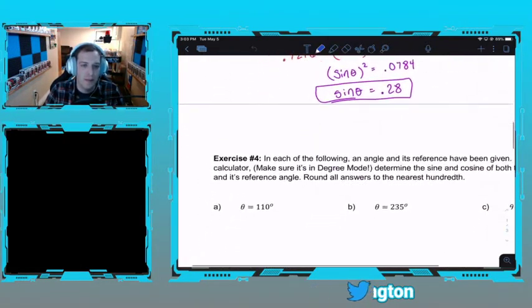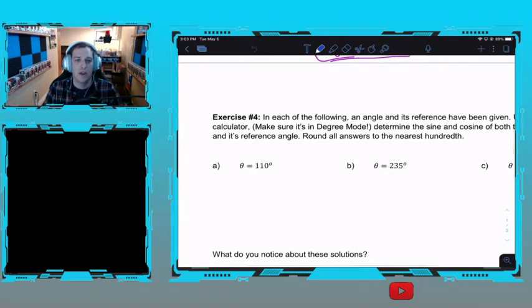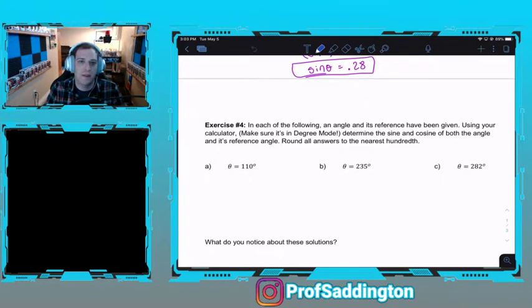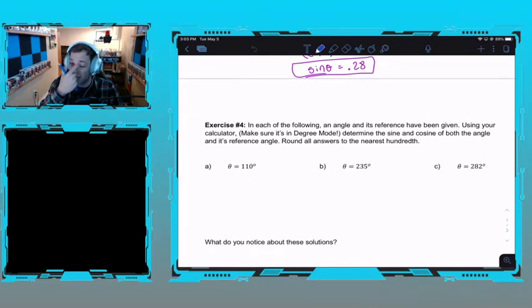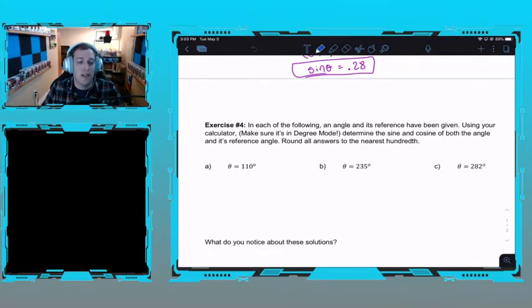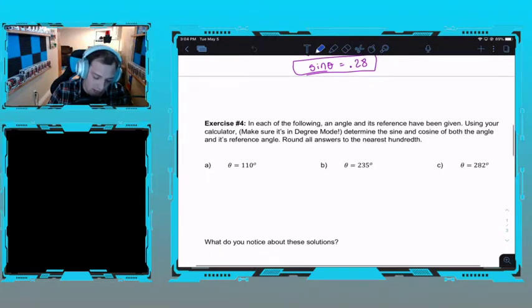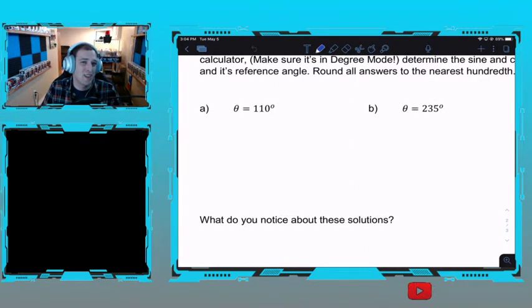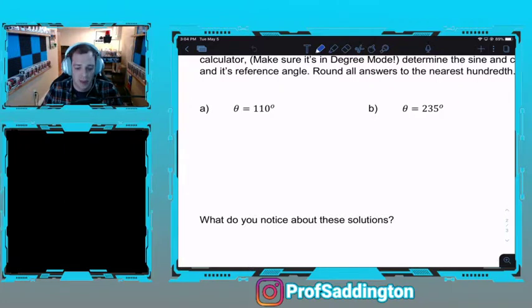So that being said, I'm going to go down to exercise number 4. It says, in each of the following, an angle and its reference have been given. Using your calculator, make sure it's in degree mode, determine the sine and cosine of both the angle and its reference angle. I'm not going to find the reference angles. I'm just going to focus on the sine and cosine because I want to talk about something first, and then we're going to go down and do some radian stuff.